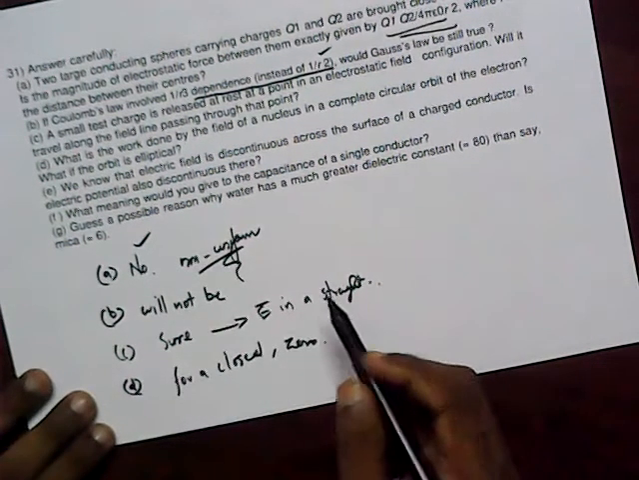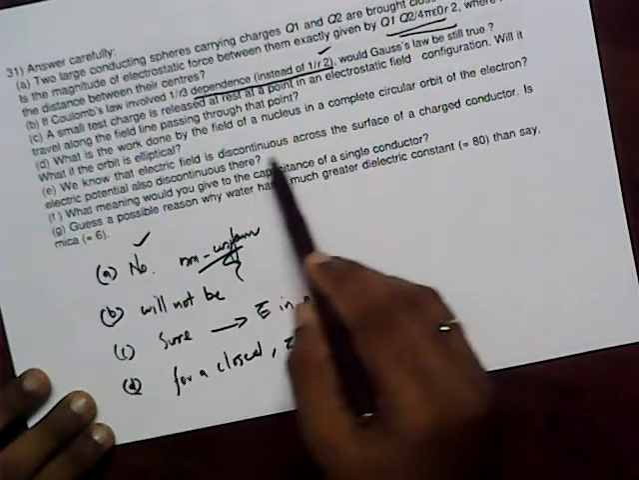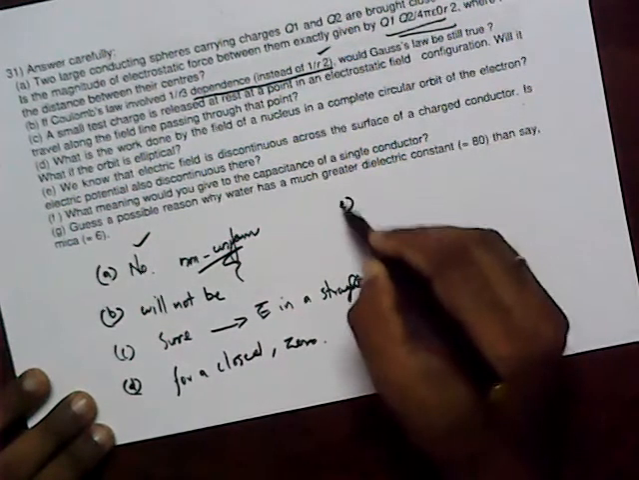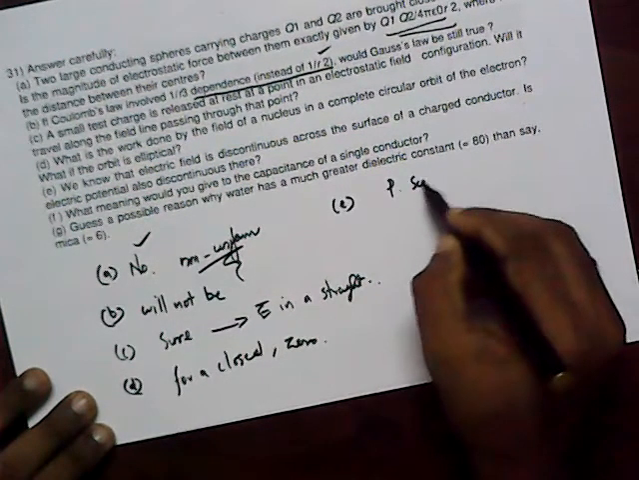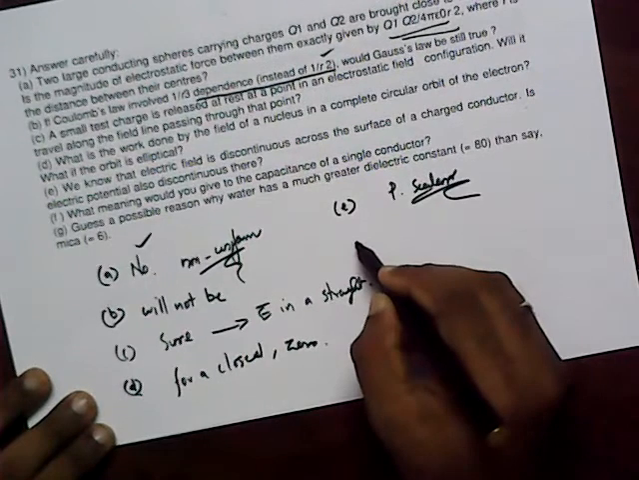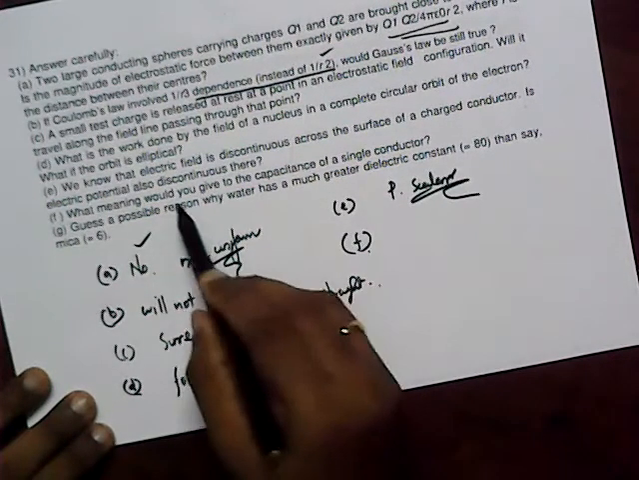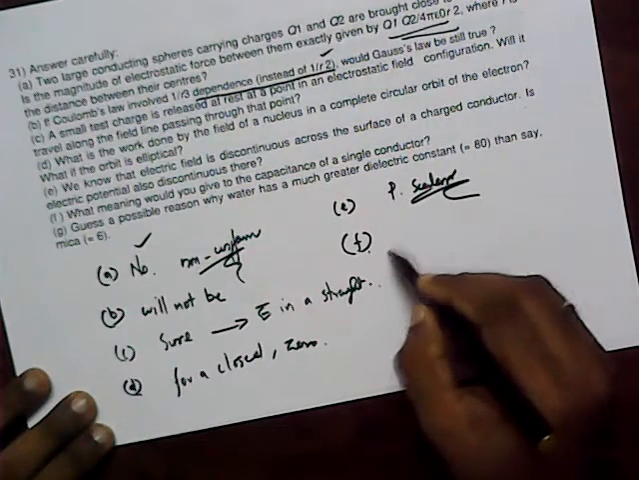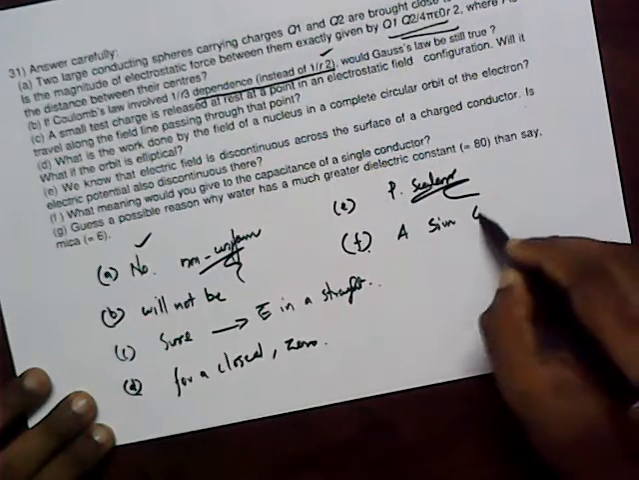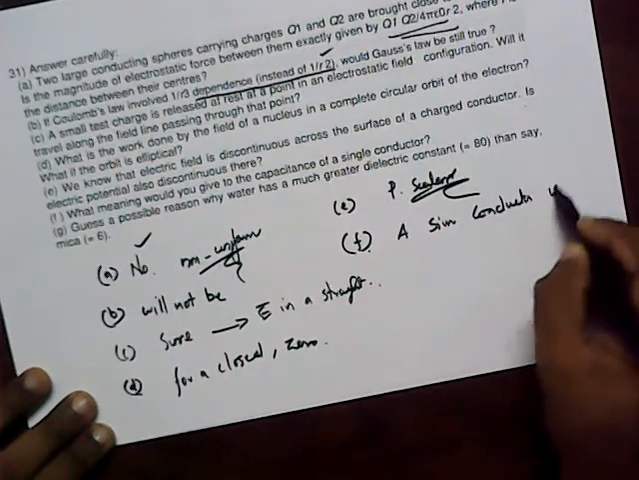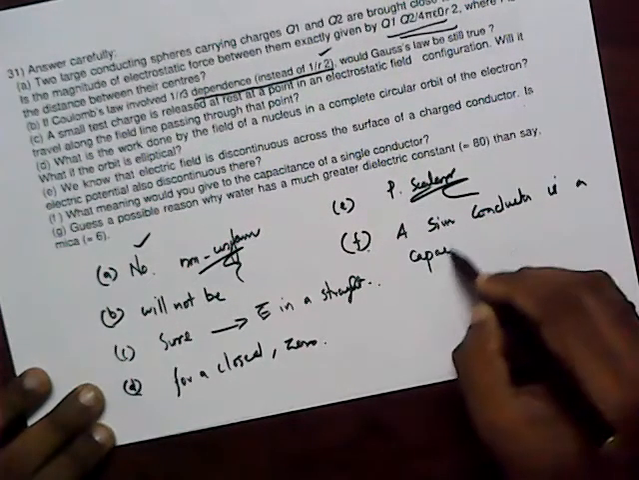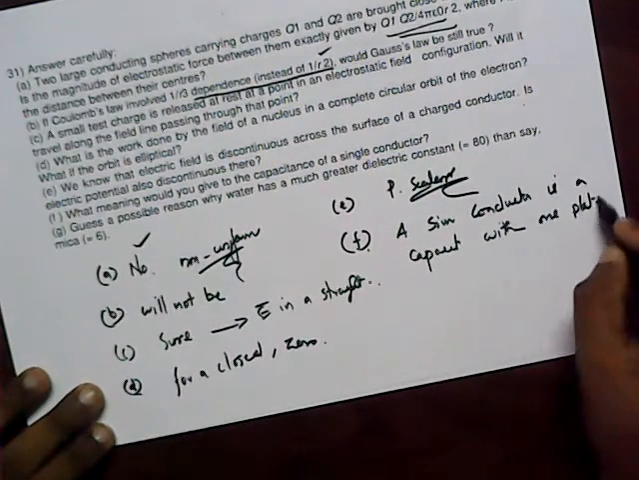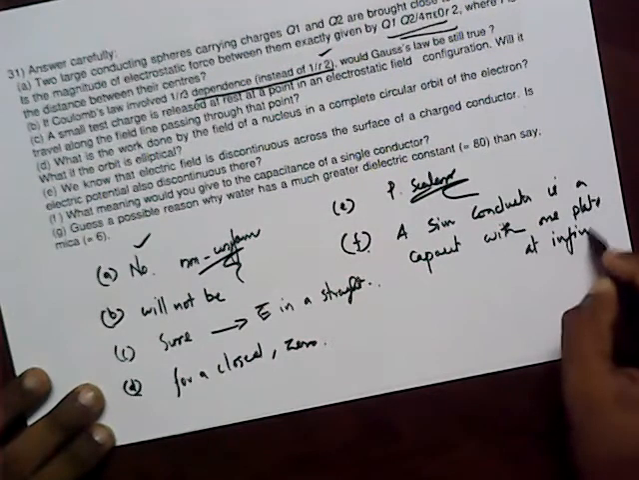Then, we know that the electric field is discontinuous across the surface of a charged conductor. Is electric potential also discontinuous? No. The potential is a scalar quantity and hence it is not discontinuous. And the next question: what meaning would you give to the capacitance of a single conductor? A single conductor is a capacitor with one plate at infinity. And that is the meaning.